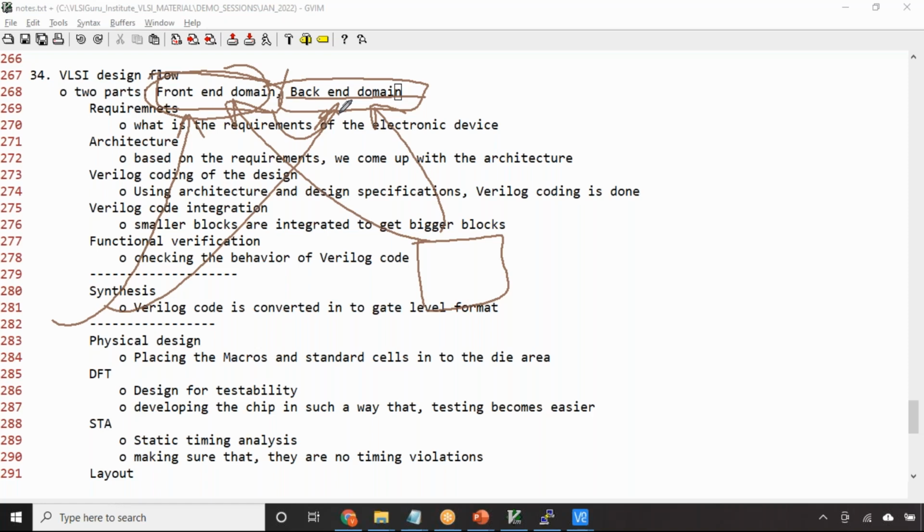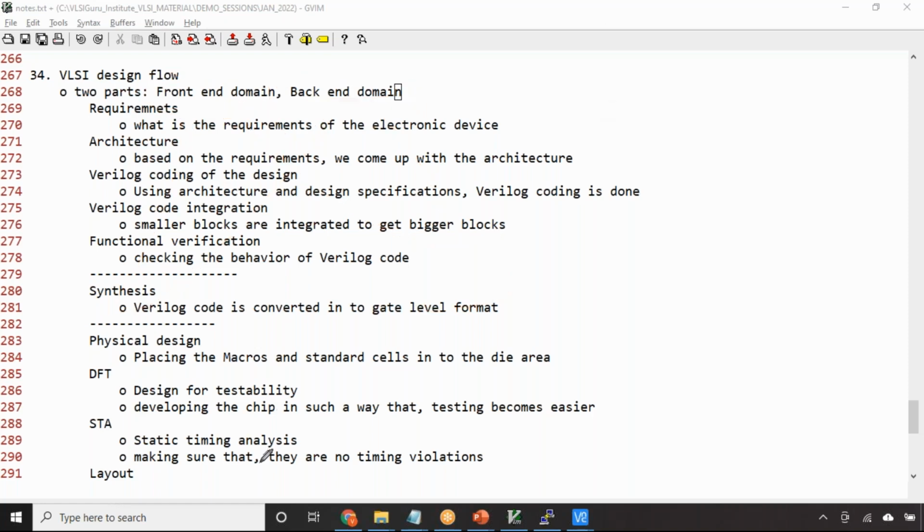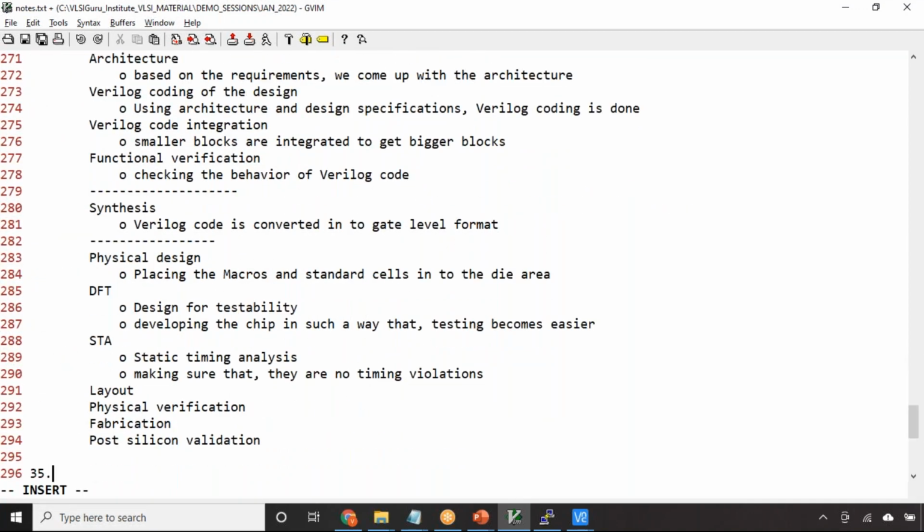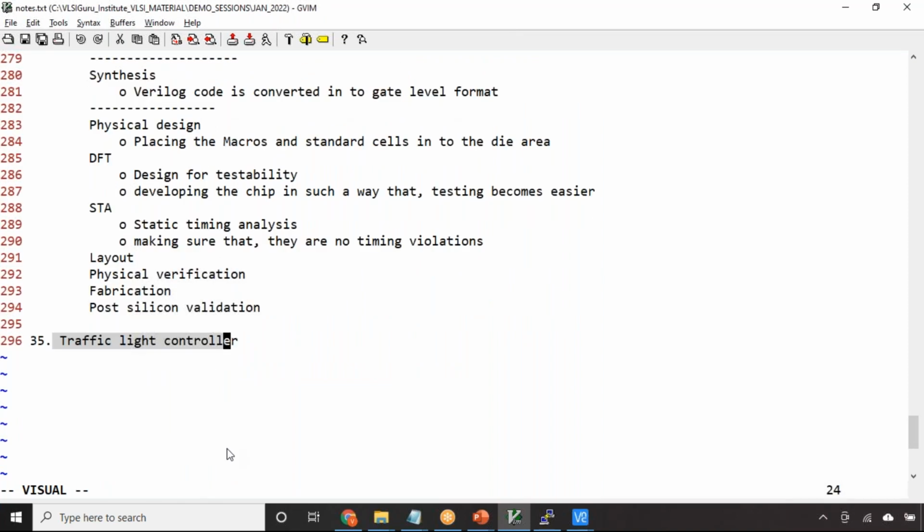Now, let us get back to understand what is VLSI design flow. We will take an example, and through that, we will learn what VLSI design flow is. I'll take a very simple example: a traffic light controller. Why are we taking such a simple example? Because I don't want to spend a lot of time helping you understand the design, because most of you are aware of what a traffic light controller is.